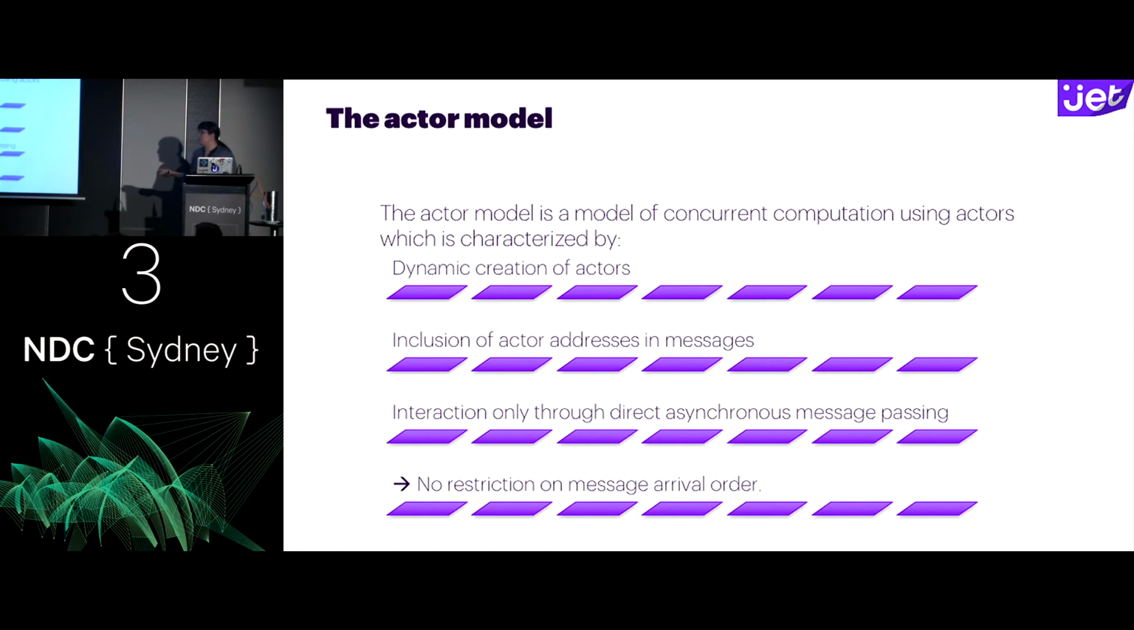Interaction only through direct asynchronous message passing. The only interaction with telephones, really, is through calling or maybe texting or maybe Bluetooth. But if we go with texting, the only interaction there is some form of texting. It's not like one telephone can reach out and grab the other telephone and shake its hand. No restriction on message arrival order. Again, if you think about text messages, sometimes you go through a slightly dead zone and you come out and you get messages all out of order from one of your friends.